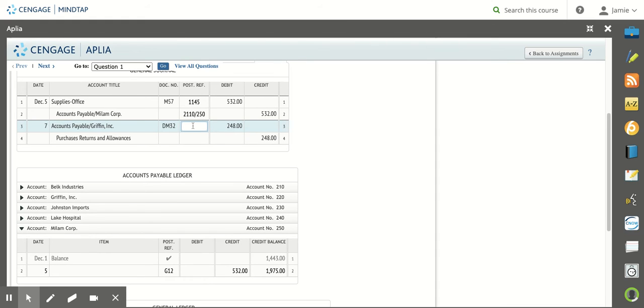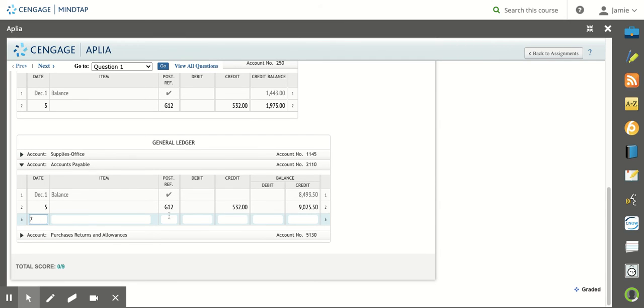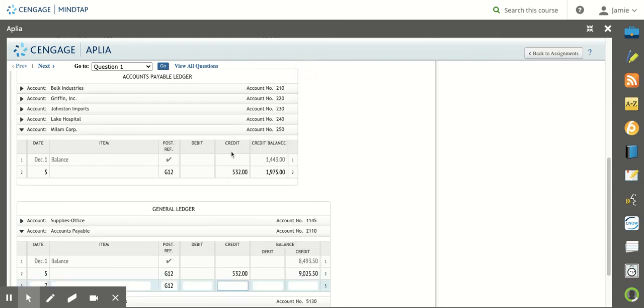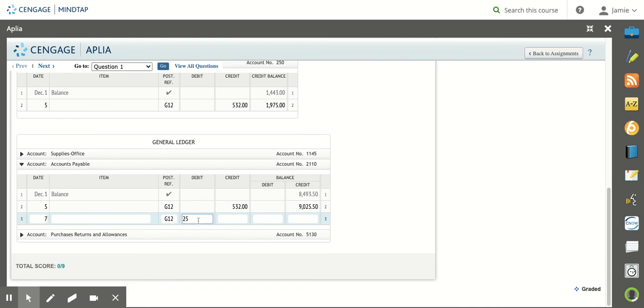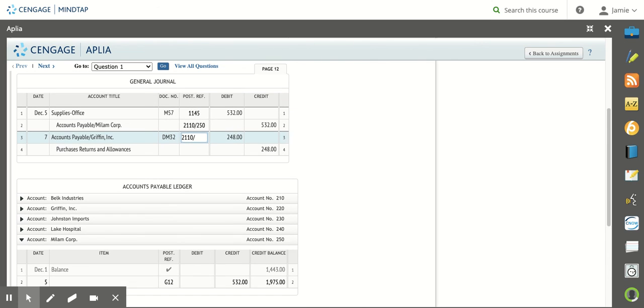Moving on to our next, on December 7th, we need to do accounts payable again. So it's the 7th, G12 again, and we had a debit of $248. So we'll put our debit of $248. And we had a credit balance, so a debit would decrease that. So $9,025.50 minus $248, our new balance is $8,777.50. Account number 2110, back up into our journal, and we're not done yet with that row.